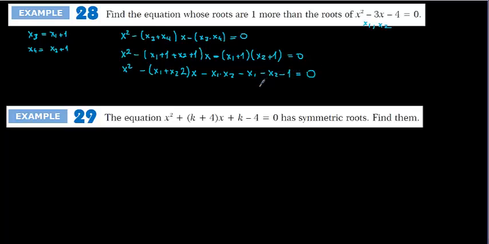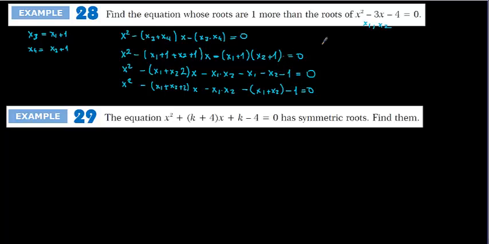Here, as you see, I need x1 plus x2. By the way, I need to write this one here: x squared minus (x1 plus x2 plus 2) x plus x1 times x2 plus x1 plus x2 plus 1. So again, I have x1 plus x2, and then plus 1 is equal to 0.